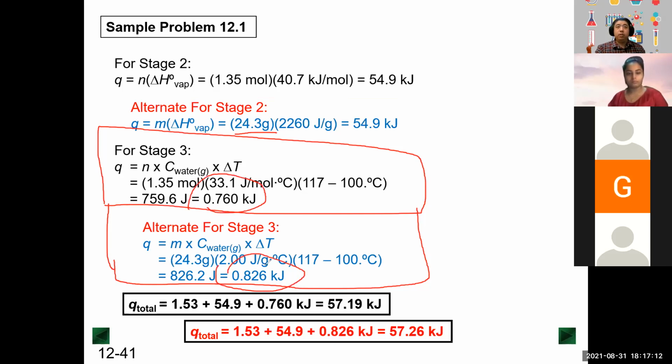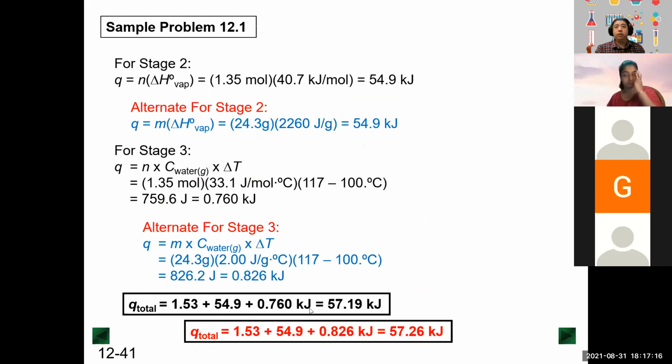But generally speaking, because we're dealing with kilojoules, these numbers are very insignificant, the amount that's different. So if you look at the two scenarios down here, I calculated the Q total, the total amount of energy for all three stages. In the original format, it comes up to 57.19. In the other format, when we're looking at this in terms of mass, it comes up to 57.26. So it's almost pretty much the same. Either one of these answers would be correct. Any questions?